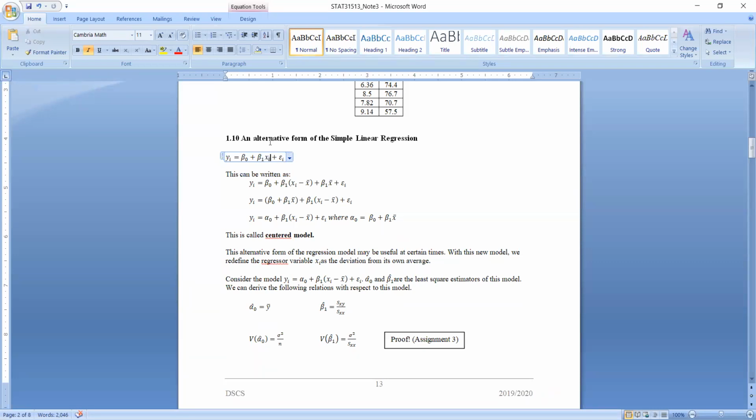The original equation was yi equals beta naught plus beta 1 xi plus epsilon i. So we replaced xi by xi minus x bar. When you simplify the brackets, you have beta 1 times xi minus beta 1 times x bar. So the minus beta 1 times x bar we have to remove from the model, because that was not in the original model. So we can add beta 1 times x bar into this model plus epsilon.